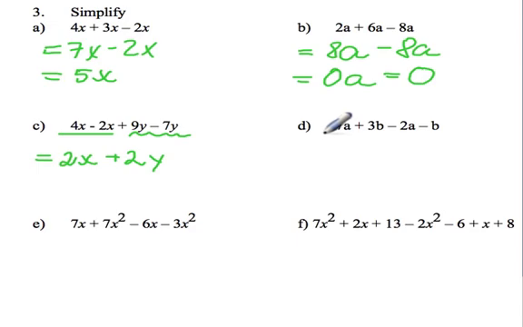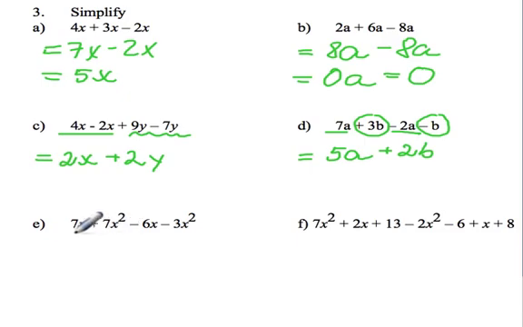Question D. The like terms here are 7a and minus 2a first. So 7a take away 2a equals 5a. And then we have positive 3b take away b. 3b take away b equals positive 2b.